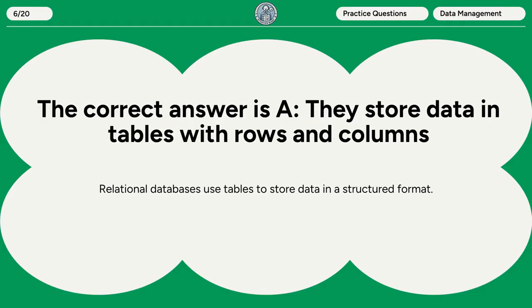The correct answer is A. They store data in tables with rows and columns. Relational databases use tables to store data in a structured format.